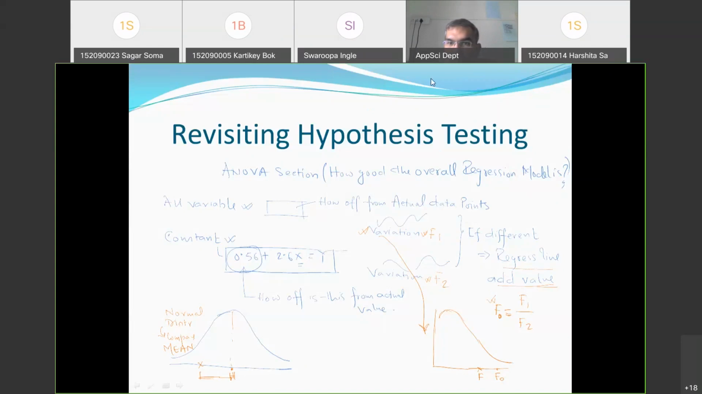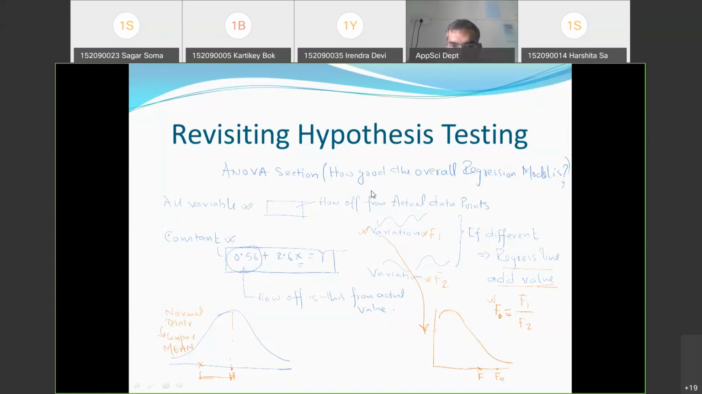Audible, visible? Am I audible, visible? Okay, so most of you are there. Yes, it's somewhat clear, but I think if we take an example, then it will be clearer.